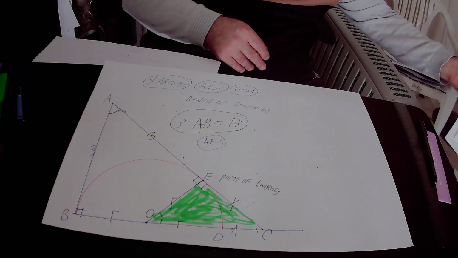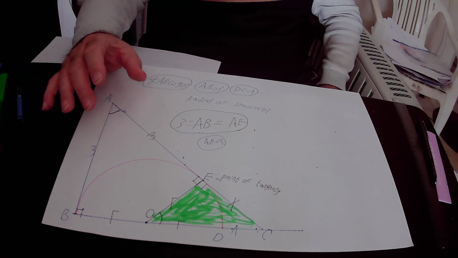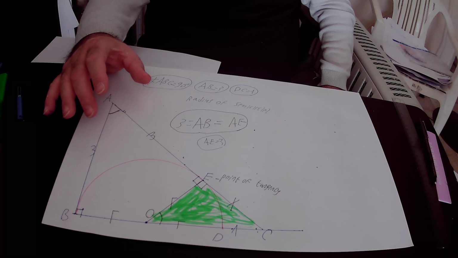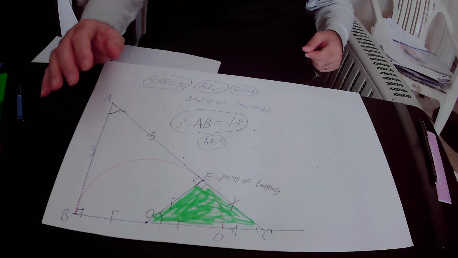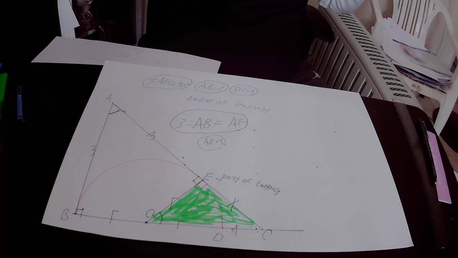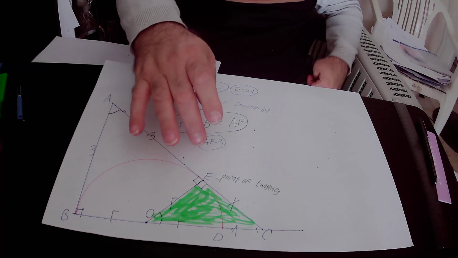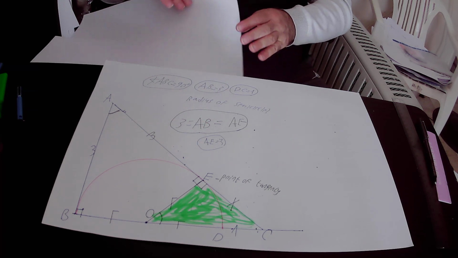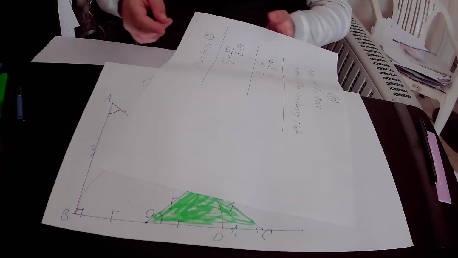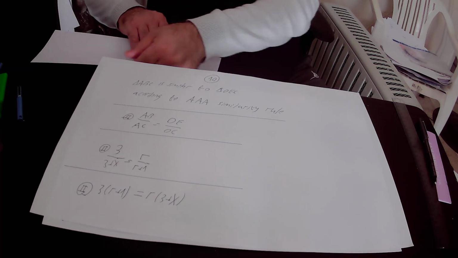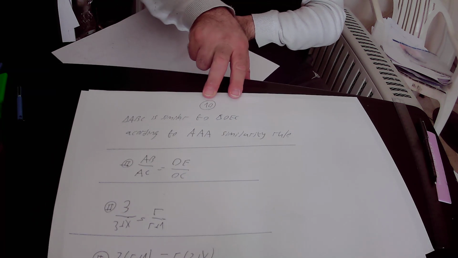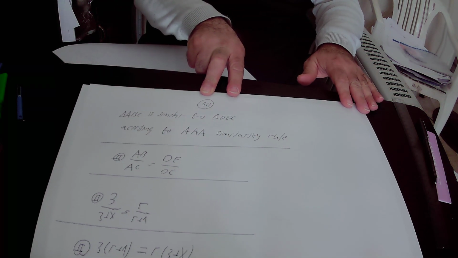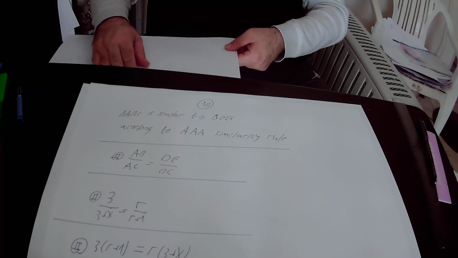In our original drawing, we proved that triangle ABC has three angles that are equal to the three angles of triangle EOC, the green triangle. Therefore, we proved that triangle ABC is similar to triangle OEC according to the angle similarity rule.